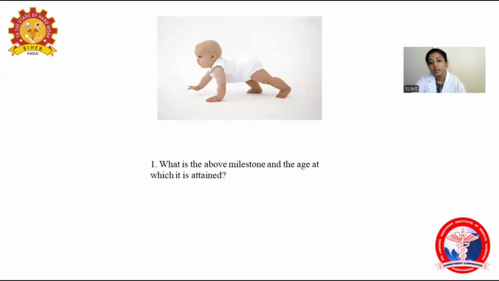So what is the image showing? What is the above milestone and at what age is it attained? This is a child doing bear walking, walking on all four limbs with the abdomen off the ground. It is seen at 12 months of age.